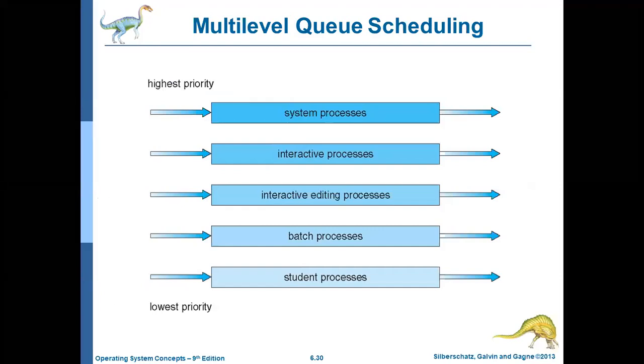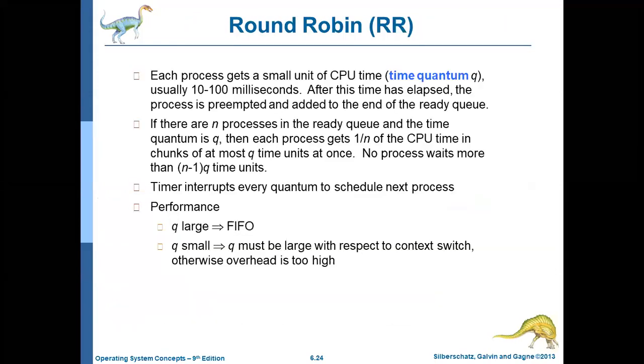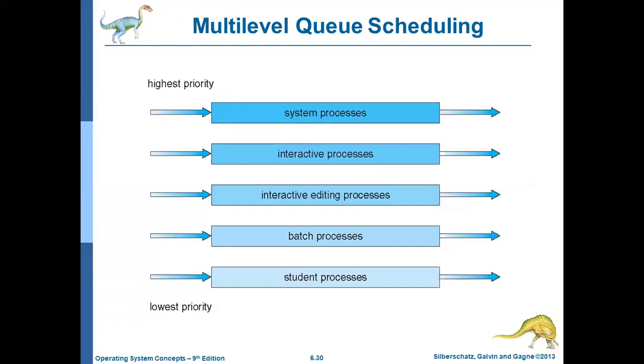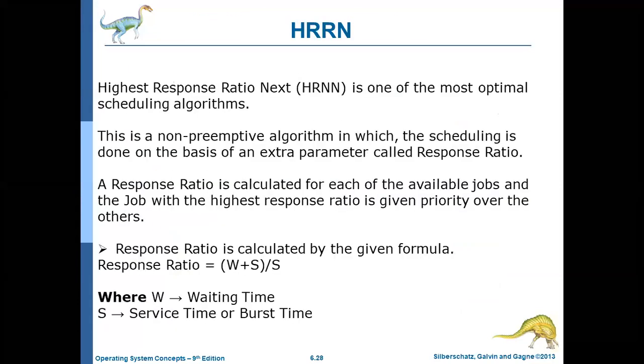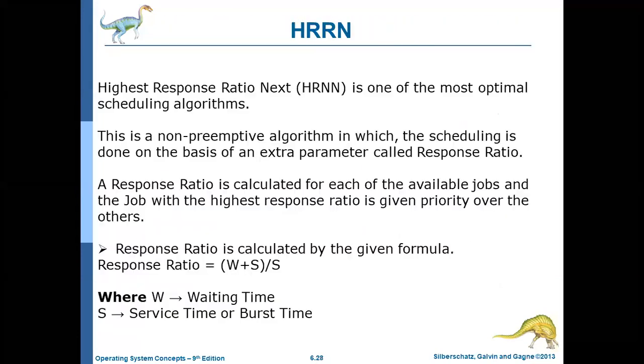These are the different types of process: student, batch process, interactive editing process, interactive process, and system processes. Always the system process will have the highest priority, and the lowest priority goes to the student process. For example, the highest priority has its separate queue, which will follow its own algorithm.